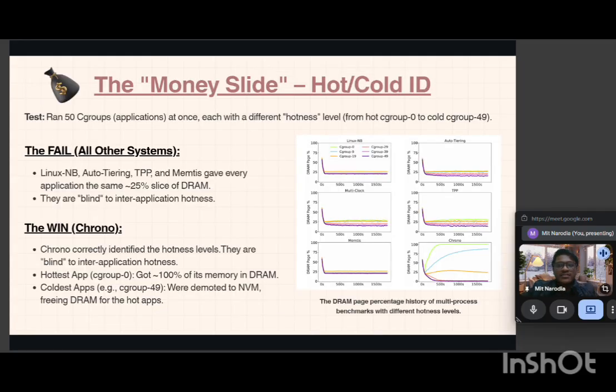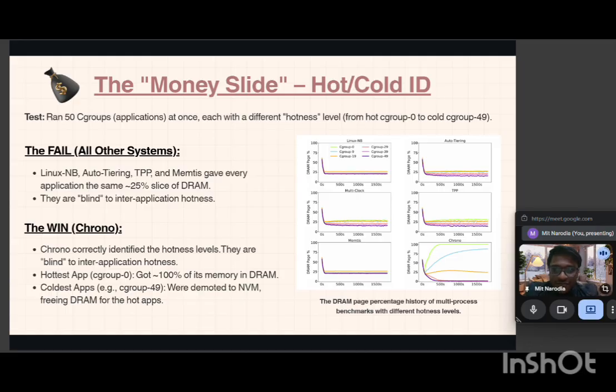Okay, this is my favorite slide. I call it the money slide because it shows the main point so clearly. The test was very important. They ran 50 applications called C groups at the same time. They set it up so C group 0 was super hot and C group 49 was very cold. This is just like a real server in a company with many users.